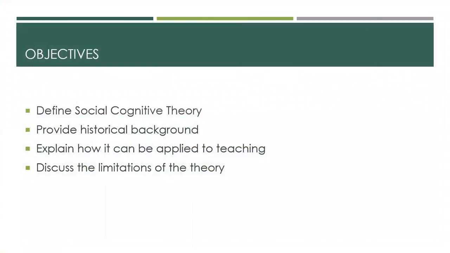The objectives for tonight's lecture are to define social cognitive theory, provide historical background, explain how it can be applied to teaching, and to discuss the limitations of the theory.